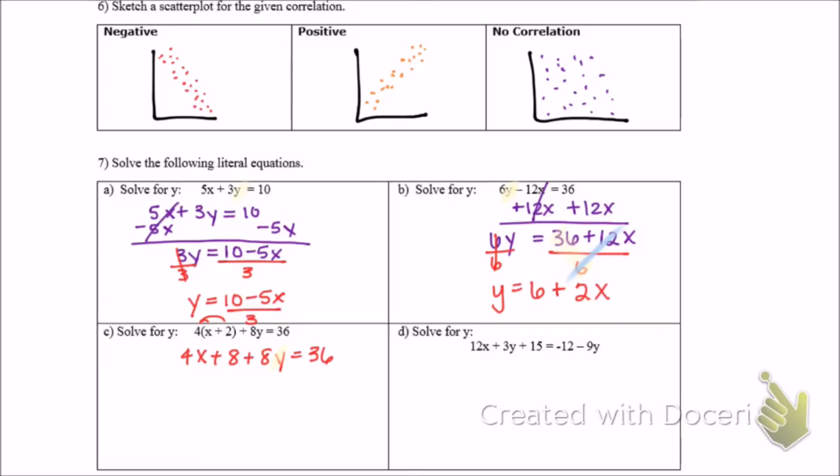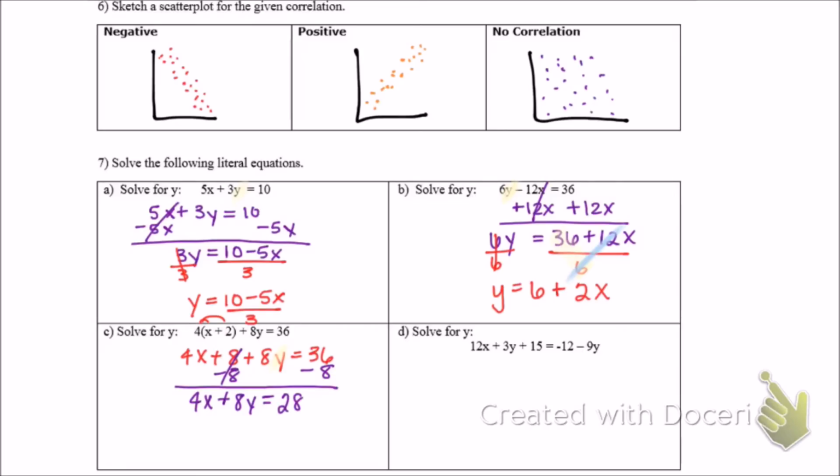So moving forward from here, to get that by itself, I'm going to start by moving a couple of things over. And I'm going to start by moving the positive 8. So if I subtract that from both sides, so minus 8 and minus 8, I'm going to have a result of 4x plus 8y equals 36 minus 8 is 28. So I'm going to write that there.